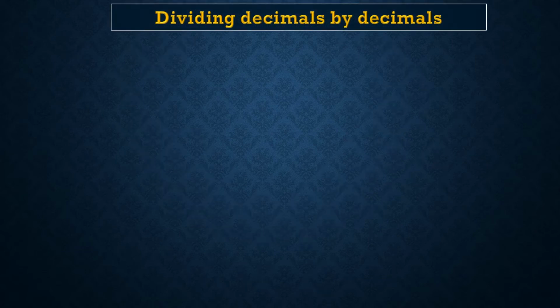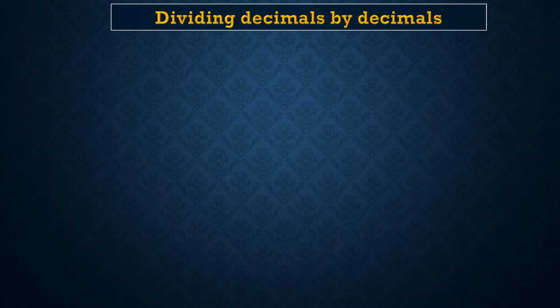This time, let's talk about dividing decimals by decimals. How are we going to divide a decimal number by a decimal number? The process is the same as in dividing a whole number by a decimal. We have to follow the same steps in dividing whole numbers. We have to divide, multiply, subtract, bring down, and then repeat.